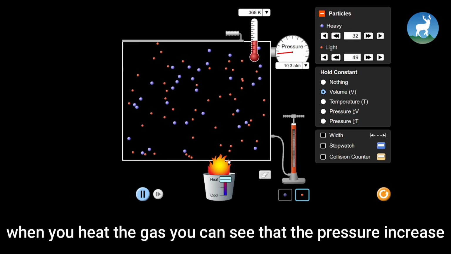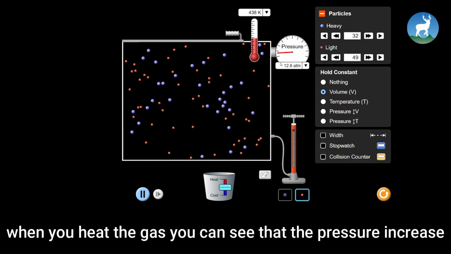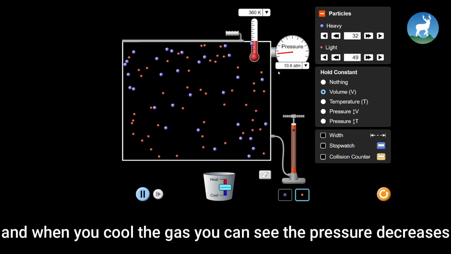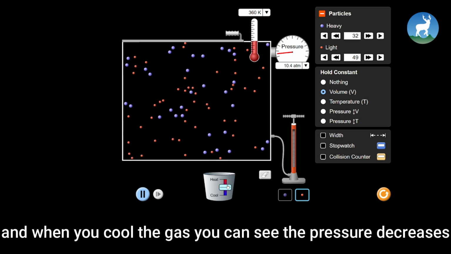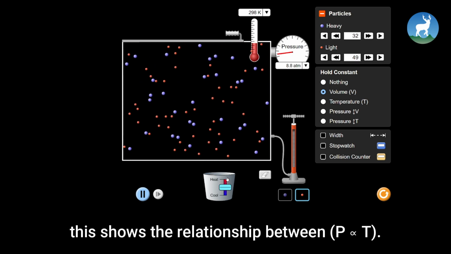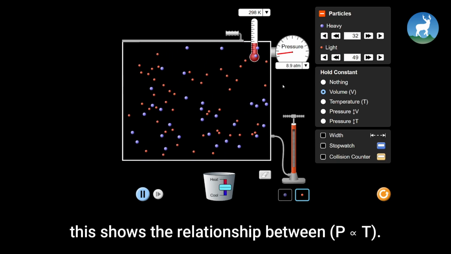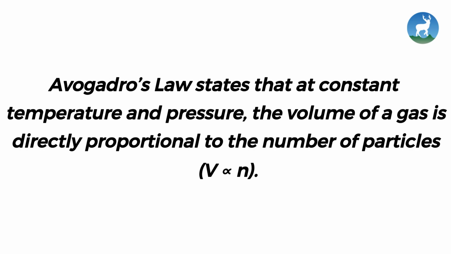When you heat the gas, you can see the pressure increase. And when you cool the gas, you can see that the pressure decreases. This shows the relationship that P is directly proportional to T. Moving on to Avogadro's law.